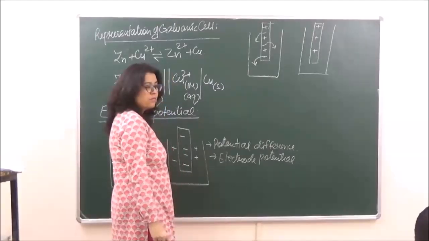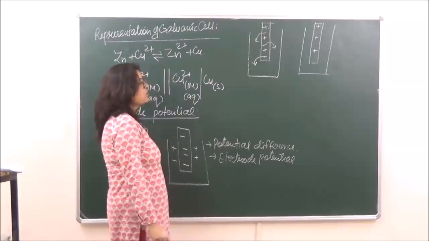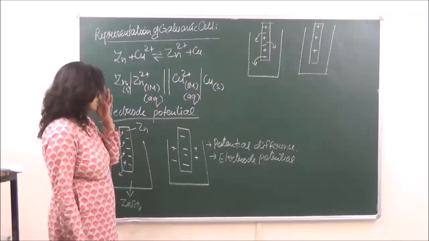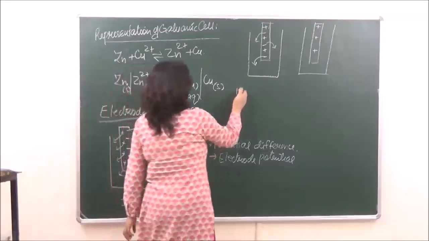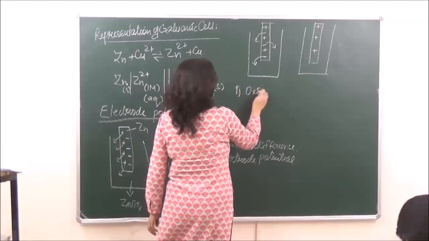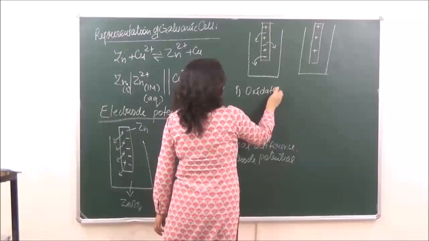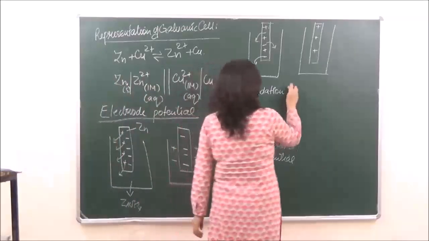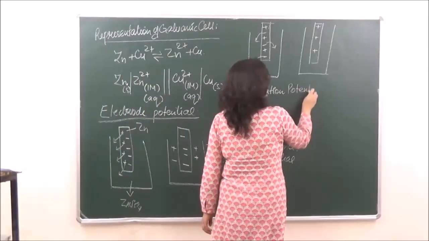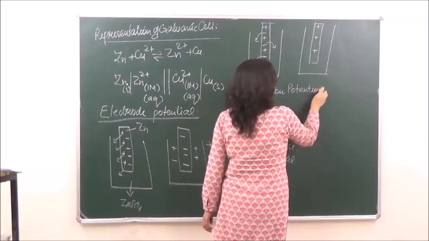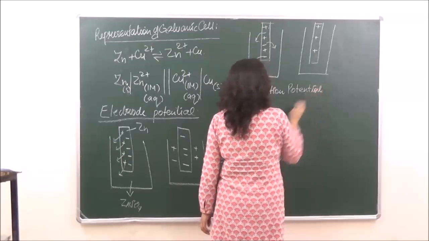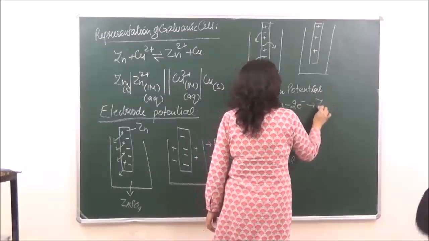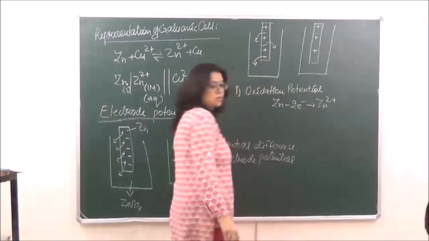Right? Again a potential difference will be created over here, and this potential difference is going to be known as electrode potential. What is the difference between two cases? If we are taking the first case, the potential, it is known as oxidation potential. Why oxidation potential? Because zinc is losing 2 electrons to give us Zn2+.